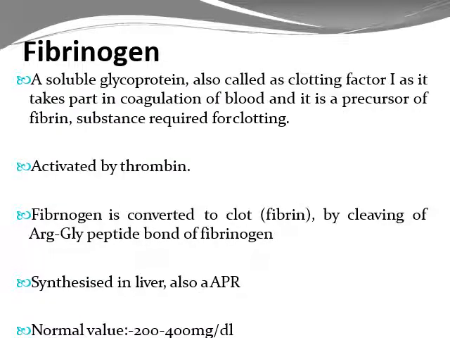The next one in acute phase proteins is fibrinogen, also known as clotting factor 1. Their role is to mainly take part in blood coagulation, and they also act as a precursor for fibrin, a substance that is required for clotting. They are usually activated by thrombin. Usually fibrinogen will be converted into fibrin by cleavage of the arginine glycine peptide bond. They are also synthesized in the liver. Their normal value is around 200 to 400 milligram per deciliter.